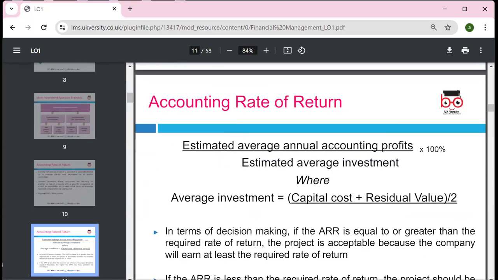Then we have the formula for ARR: estimated average accounting profit divided by the average investment, where the average investment is the capital cost plus residual value, if we have one, divided by 2, so we can find the average.